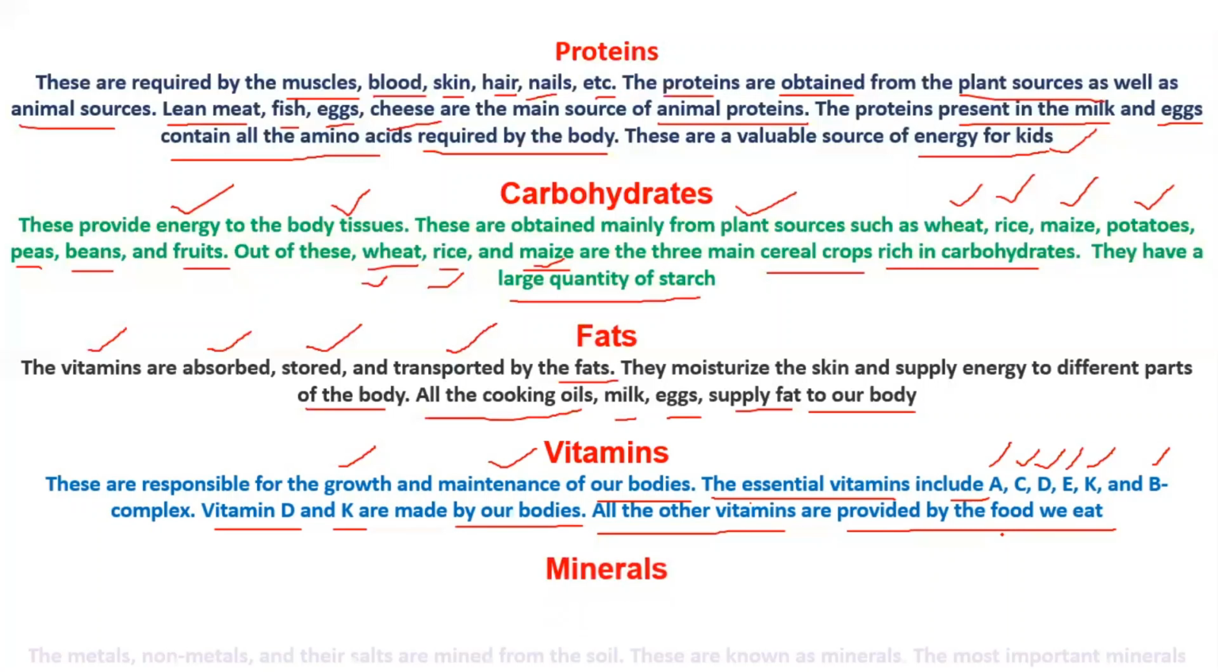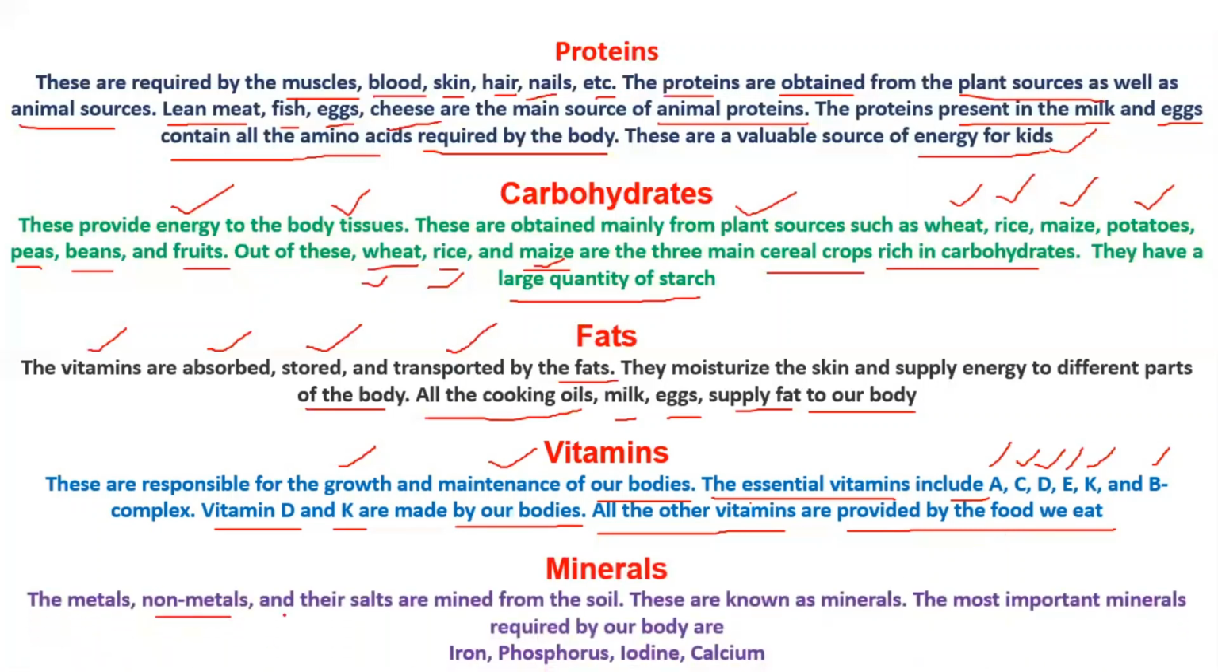Last one, minerals. The metals, non-metals and their salts which are mined, meaning taken from the soil, are known as minerals. The most important minerals required by our body are iron, phosphorus, iodine and calcium.